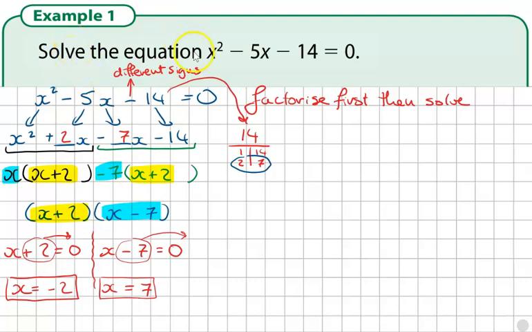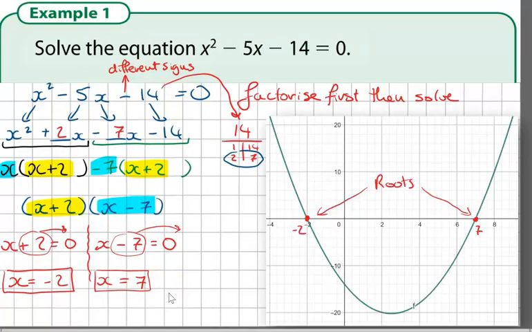So solve the equation, x is equal to -2 and x is equal to 7. So these are known as the solutions of the equation or the roots of the equation. If we were to draw out the graph, here is the curve, x squared minus 5x minus 14 is equal to 0. It's a quadratic equation, so it's a U-shaped graph. And we can see it crosses the x-axis at -2 and 7. So these are known as the roots of the equation.